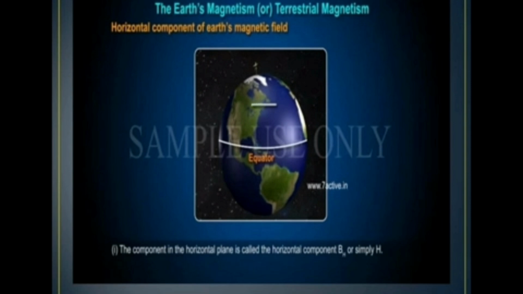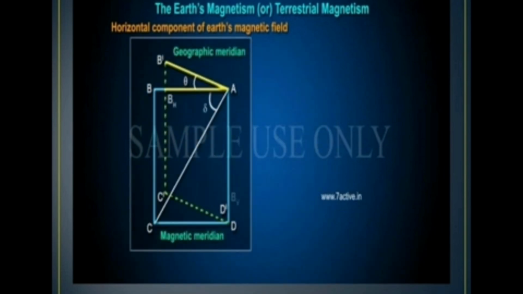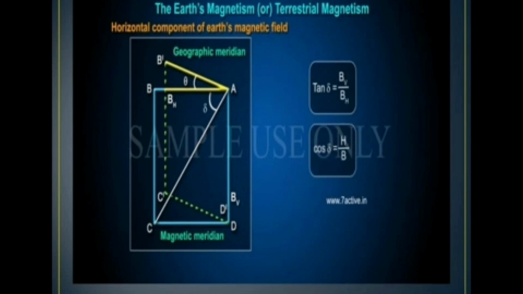The component in the horizontal plane is called the horizontal component, that is BH, or we can simply take it as H. The component in the vertical plane is called the vertical component BV, or simply we can write V. So V or H is also okay. Here, in the geographic meridian and magnetic meridian, tan delta equals BV by BH, that is opposite side by adjacent side. Cos delta equals H by B and sin delta equals V by B.